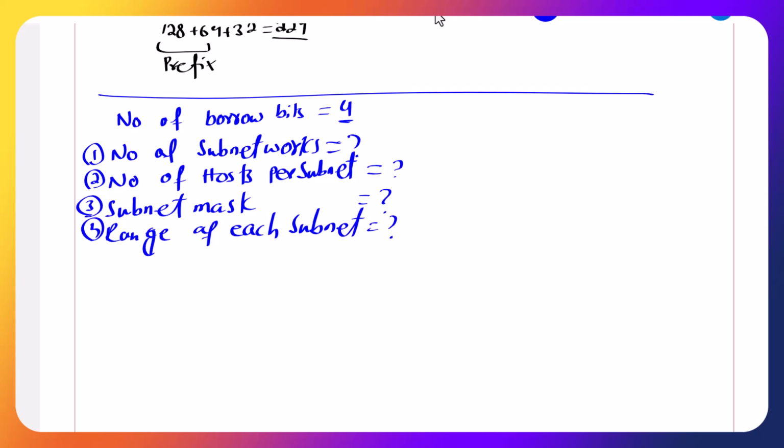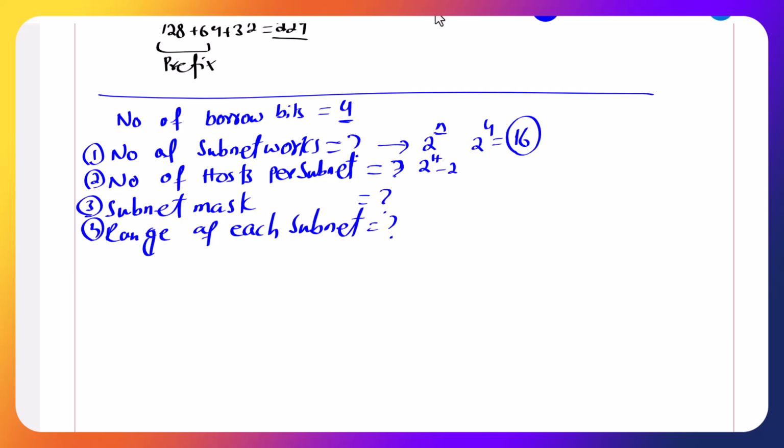So how many bits are borrowed? 4 bits. What is the formula to find the number of subnetworks? 2 power n, where n is the number of borrowed bits. So 2 power 4 is equal to 16. We have 16 subnetworks. Number of hosts per subnetwork: the formula is 2 power h minus 2. h means the number of host bits.